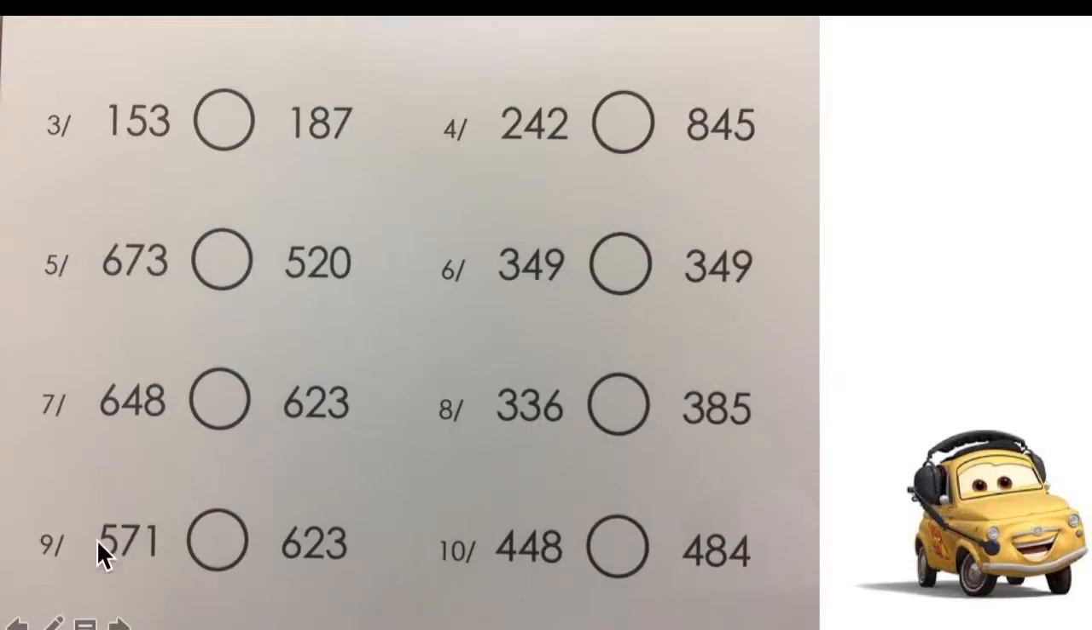Now 9 and 10, 571 and 623. We have different hundreds digits. Here we have 500, here we have 600. Which one is greater, 5 or 6? 6. So that sign. 448 and 484. Hundreds are the same. We will compare using the tens digits. We have 4 tens and 8 tens. Which one is more, 4 or 8? 8, of course. I hope you had correct answers. If not, correct your answers.